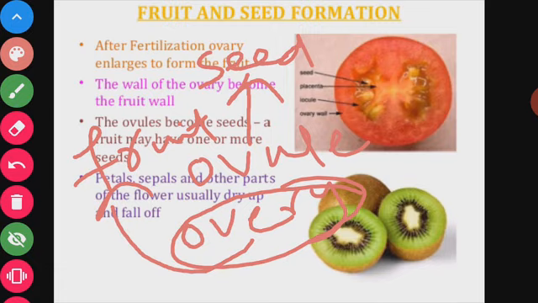The process of the development of an embryo in the seed into a new plant is called germination. What is germination? Germination is the process of the development of the embryo that is present in the seed into a new plant.